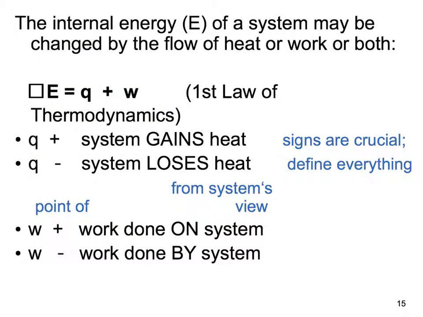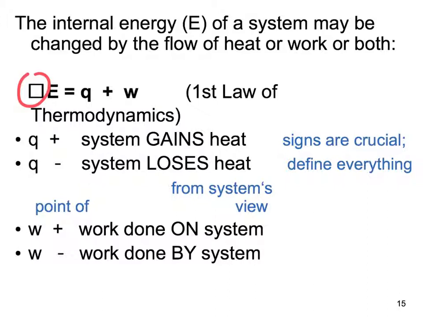So the internal energy, or E, of a system may be changed by the flow of heat or work or both. Taking a look at the first law of thermodynamics, the little triangle in front of the E means delta. So the change in energy is equal to q plus w. If q is positive, the system gains heat, and if q is negative, the system loses heat. So signs are very crucial, defining everything from the system's viewpoint.